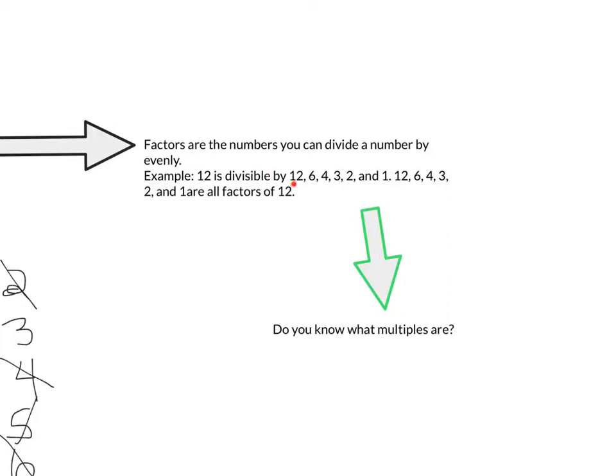12 is divisible by 12, 6, 4, 3, 2, and 1. That means that 12, 6, 4, 3, 2, and 1 are all the factors of 12. So when we say factors, that's what we mean. All right? And this other question jumped into my head. Do you guys have any idea what multiples are? So I'm going to leave you with that for a bit. Okay?